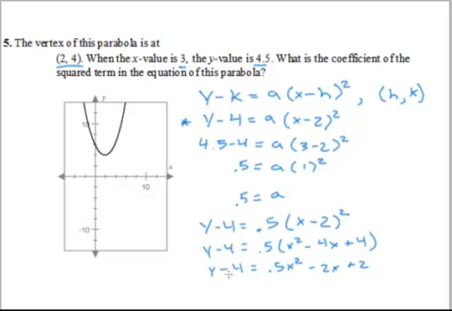And then the last thing we have to do is we have to move this 4 over. So we add 4 to both sides, and then our parabola in standard form ends up being y is equal to 0.5 x squared minus 2x plus 6. So we can see that our coefficient on the squared term is this 0.5 right there.